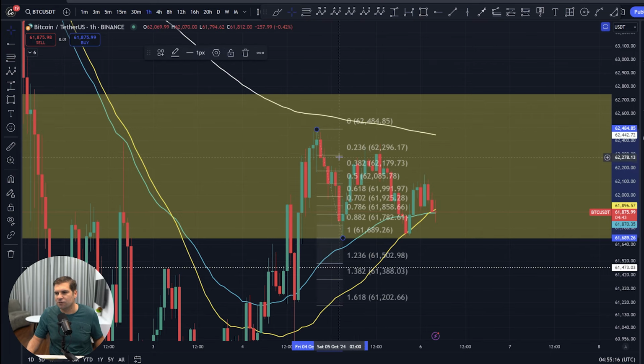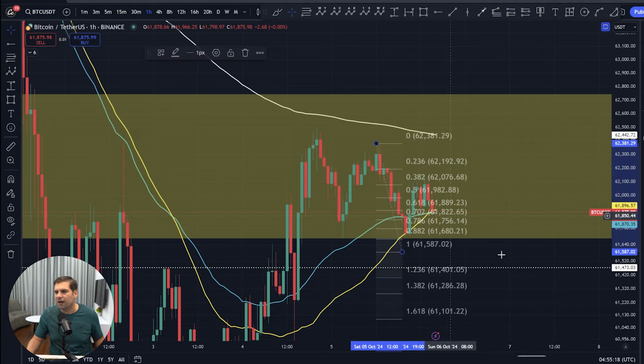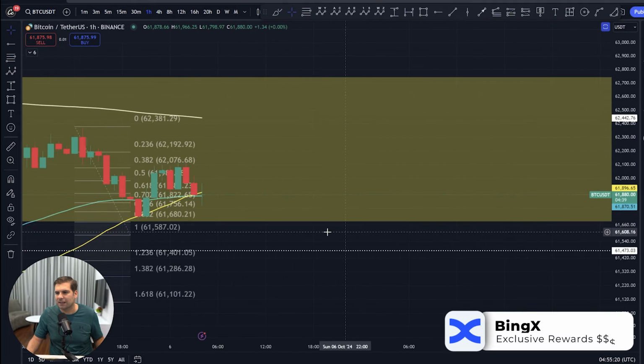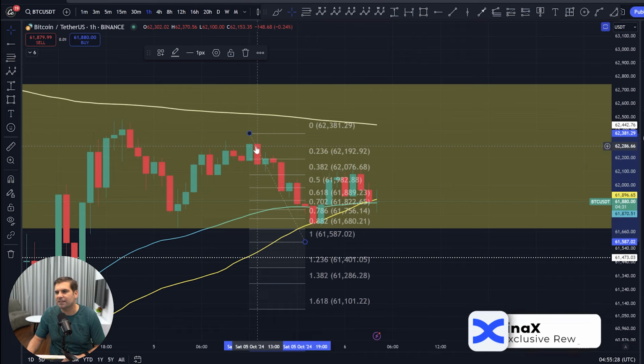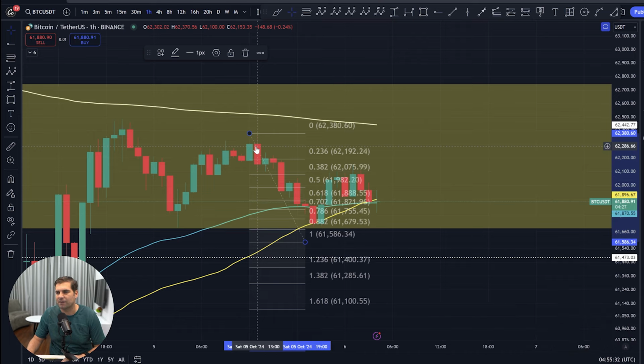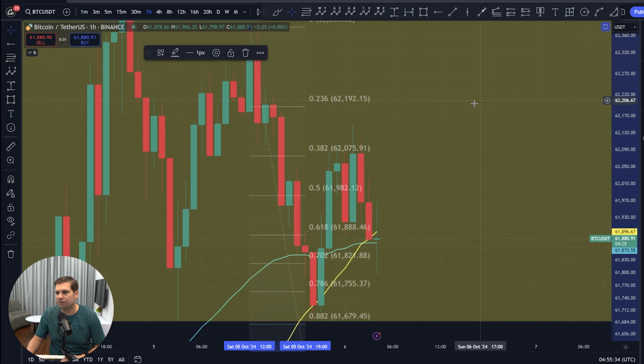Correction is a very interesting one. This move hasn't yet met its minimum expectations. Okay, so you can see that the swing high that we had at 1300 hours UTC on Saturday, that high came in at 62,370.56, right? And it's really important that we reflect on what that means.